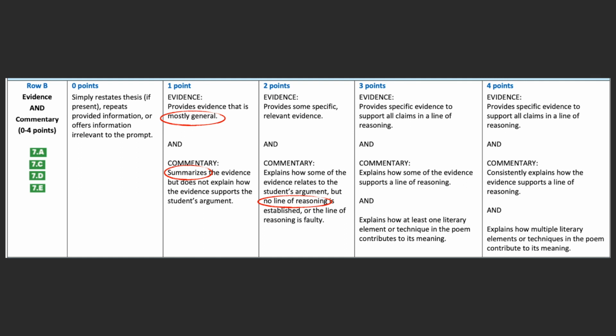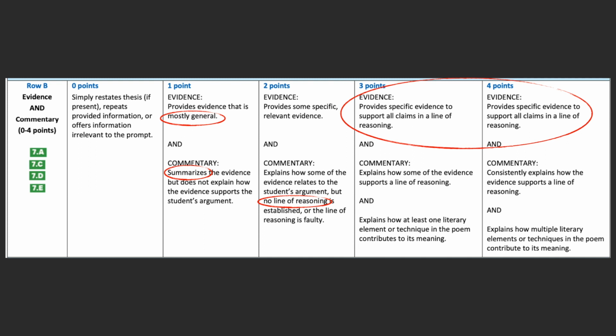Okay, we look at both 3 and 4 here for a second, and you notice that it says the same thing for evidence, provides specific evidence to support all claims in a line of reasoning. And it says that for both of them. So for a 3 and a 4, either of those, you're providing specific evidence. Where does it become different?